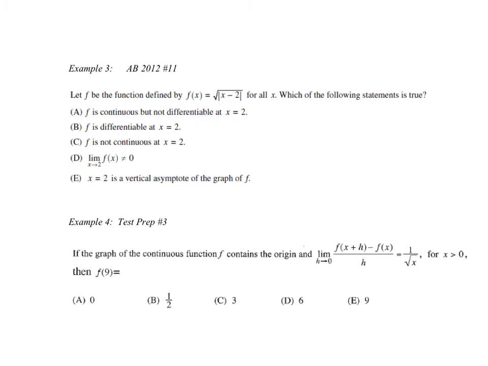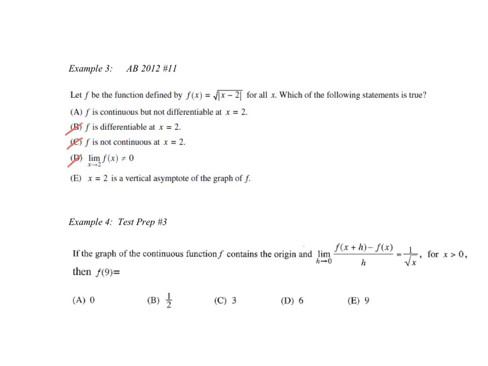So A is pretty tempting. F is differentiable at 2. We disagree with that because, again, we're looking at something that has some sort of sharp corner. F is not continuous at 2. No, it definitely is continuous at 2. The limit as x goes to 2 of f(x) is not equal to 0. Well, remember, if you plug in 2, you get 0. So therefore, the limit is equal to 0. And then x equals 2 is a vertical asymptote of the graph of f.